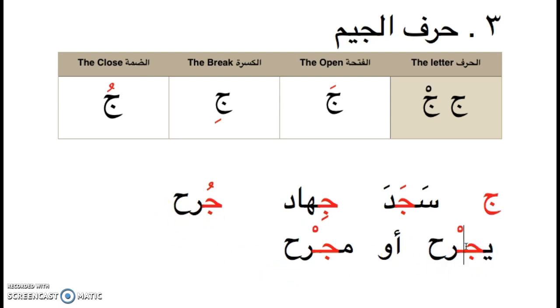And here we have it when it's not moving, when it's stationary. Yajrah, yajrah. You can see what we did there. Aw again means or. Maybe you remember it from the previous video. Aw is or. Majrooh, majrooh. You can see when I say the ja. Majrooh. Sajada, jihad, jurh. Yajrah, majrooh. Can you see what we did there? It's not moving here.